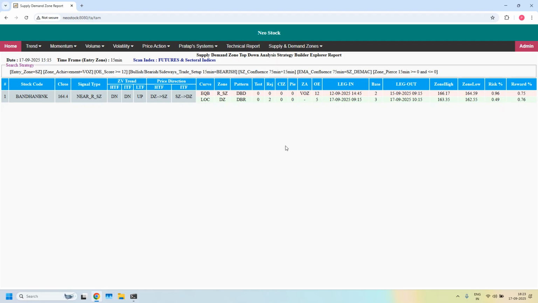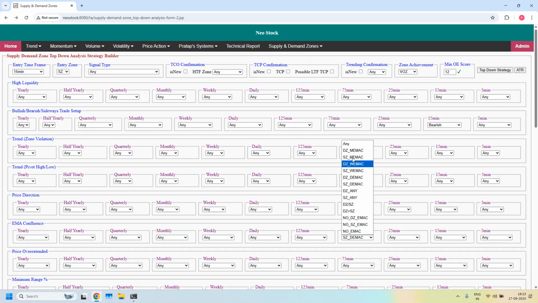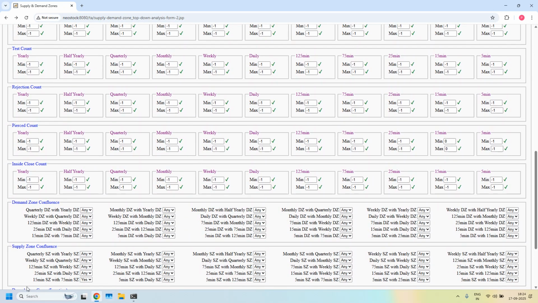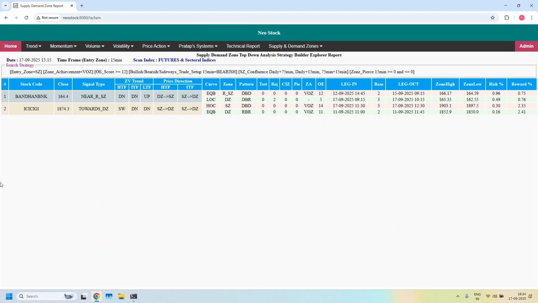Okay, next let us look into LTF, ITF, HTF supply zone confluence supported stocks. I am removing EMA filter. In the supply zone confluence, 3 filters I should set up. First one 15 minutes and 75 minutes. Next 15 minutes and daily, and 75 minutes and daily supply zone confluence. With all the 3 filters, we got both the stocks.